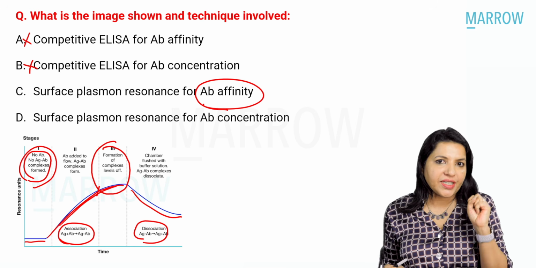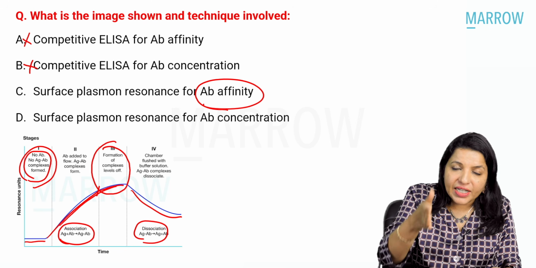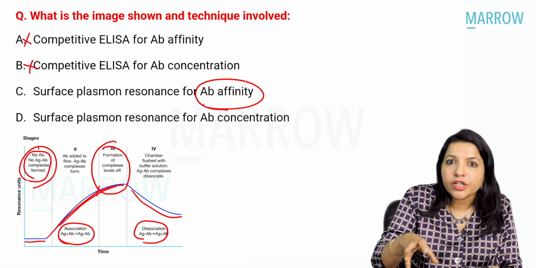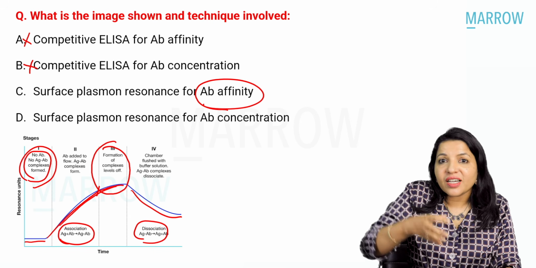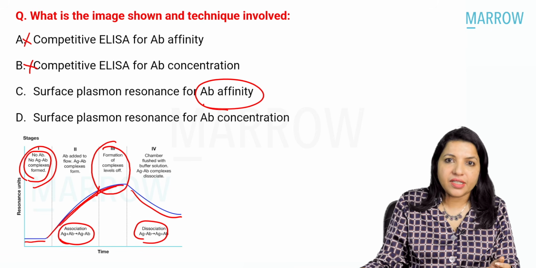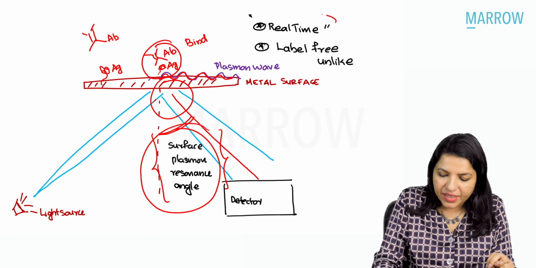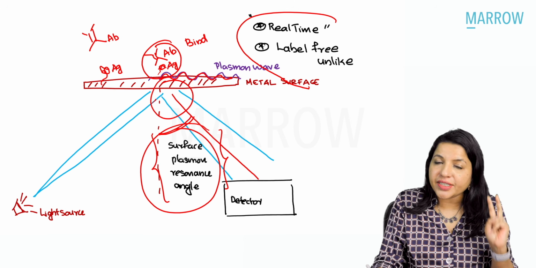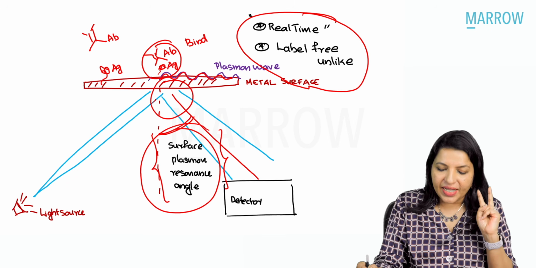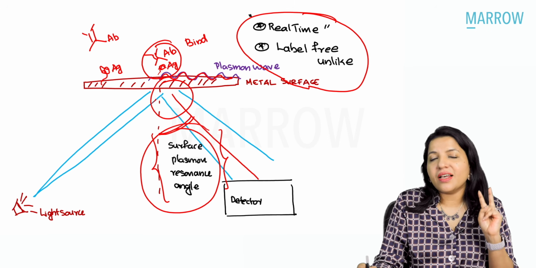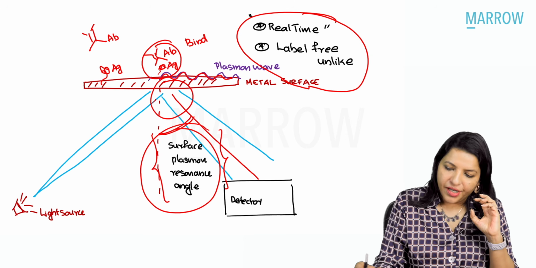What do you mean by a label-free technique? In ELISA, we have an antigen antibody complex, and finally we add a label for what? For detecting the presence of this antigen antibody complex. That is, we are using a label. But in surface plasmon resonance, two advantages are there. One is it is real time, and second, it is label-free, unlike the ELISA technique. And this is considered the gold standard antibody affinity detection method. I hope that is clear.